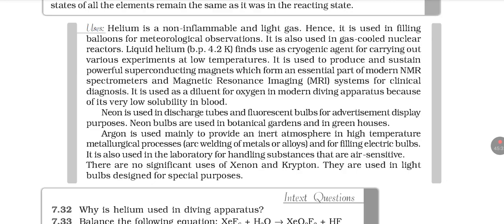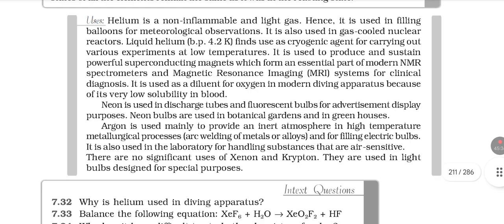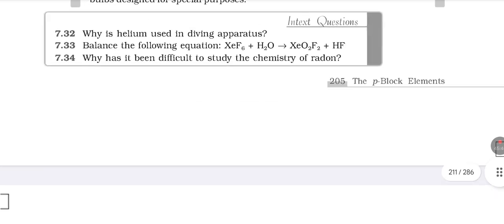Helium is a non-inflammable and light gas, and hence it is used in filling balloons for meteorological observations.